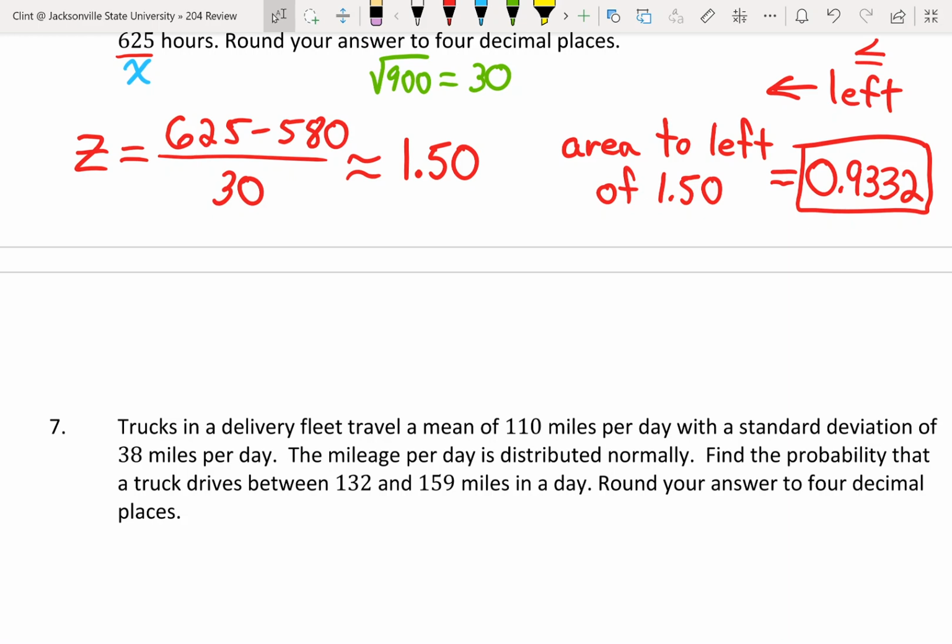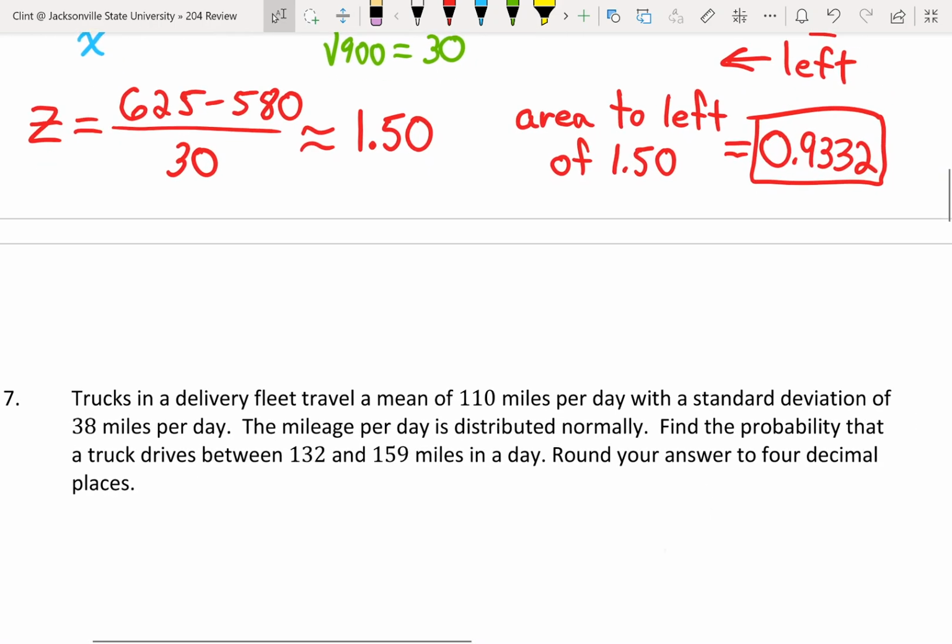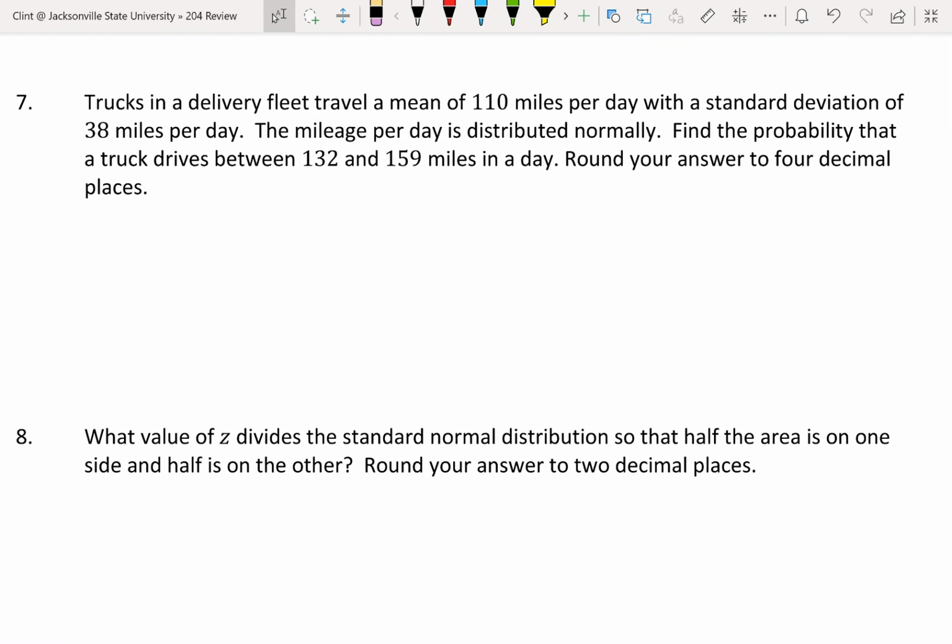All right, trucks in a delivery fleet travel a mean of 110 miles per day with a standard deviation of 38 miles per day. The mileage per day is distributed normally. We're going to use Z somewhere. Find the probability that a truck drives between 132 and 159 miles per day. So we're distributed normally, so we want to use Z. On this one, we'll have two X's that we need to change to Z's. And then we'll find the area between those two Z's.